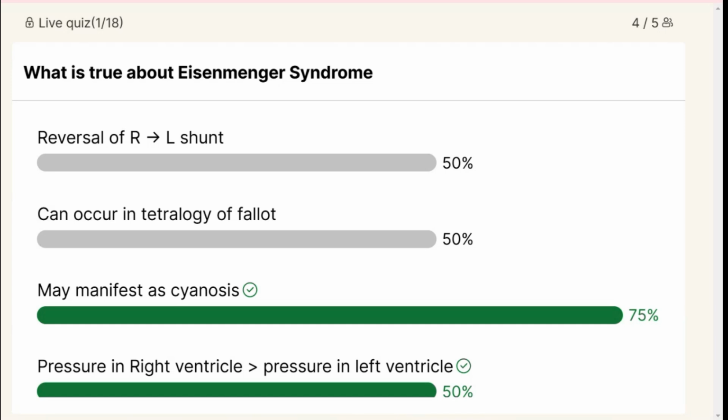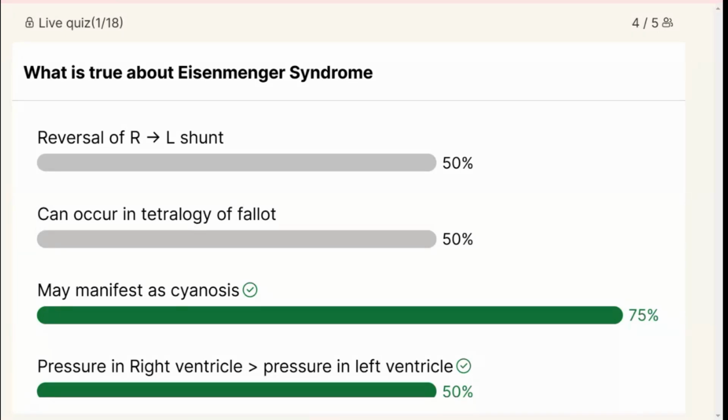And as a result, the pressures in the right ventricle can start to exceed those in the left ventricle, and it turns into a right to left shunt. So it's wrong to say that it's a reversal of a right to left shunt. That's actually the final result of what is happening. Can it occur in tetralogy of Fallot?